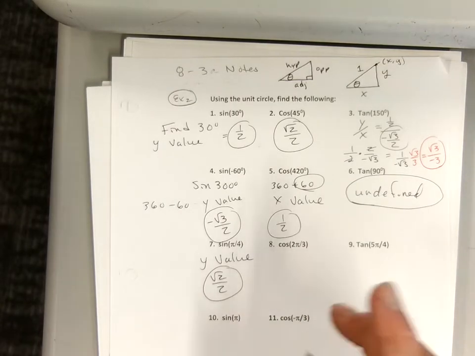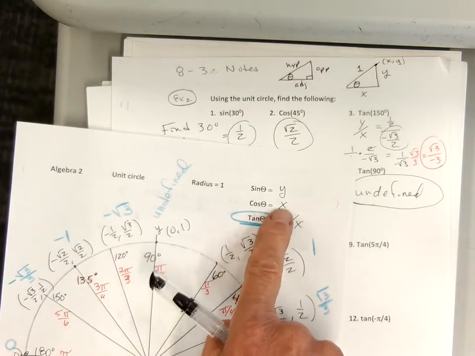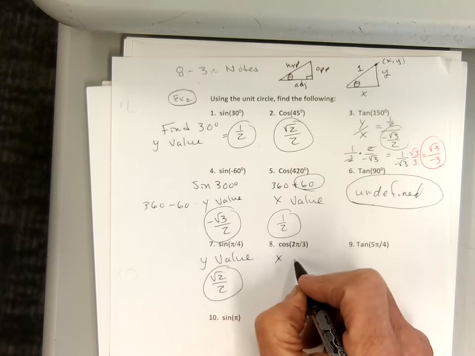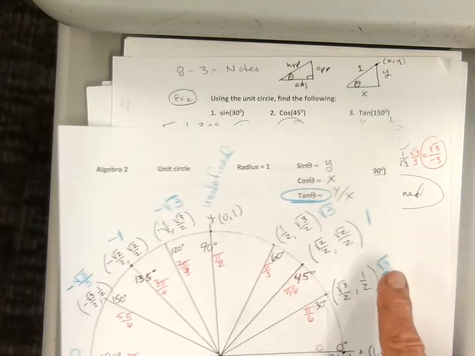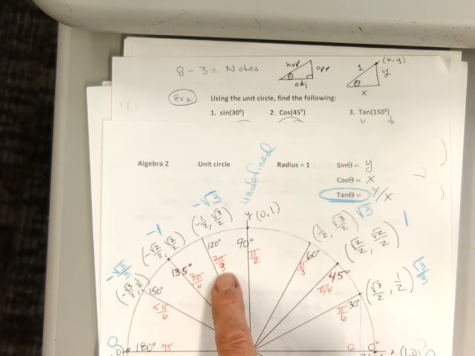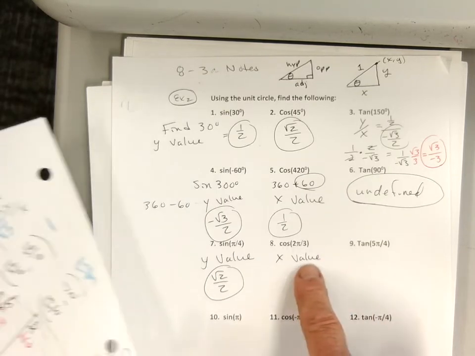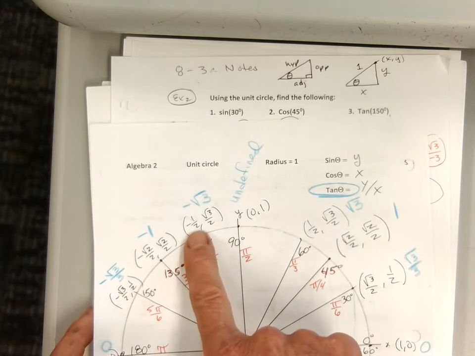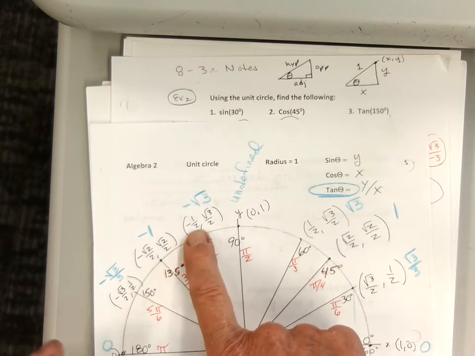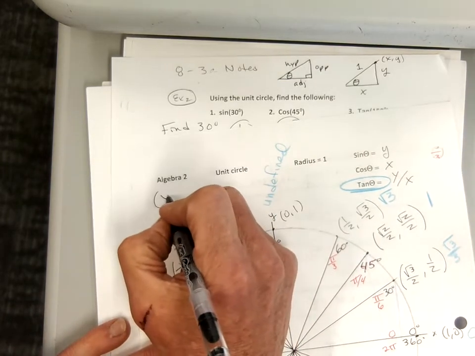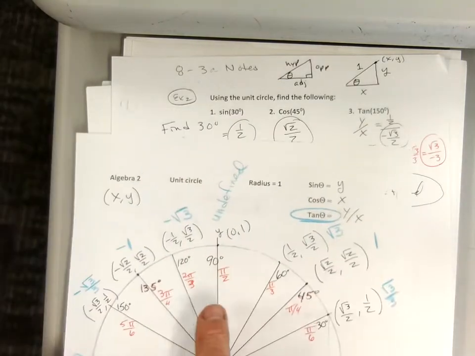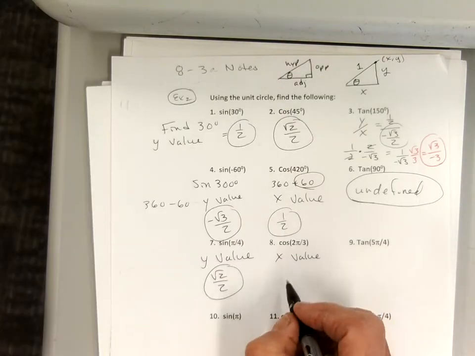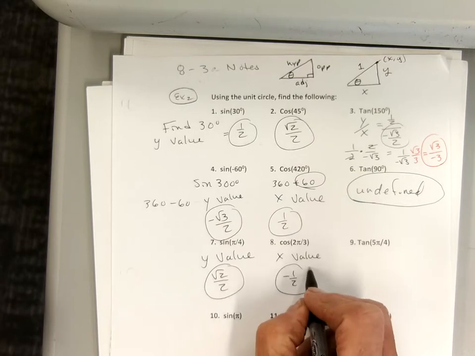Cosine is the x value. Cosine of 2 pi thirds. 2 pi thirds is on my circle. It's right there. There's 2 pi thirds radians. I want the x value, which is negative 1/2, because every point, if you haven't figured this out, every point is some x comma y, right? So I want the x value at 2 pi thirds, which is negative 1/2.